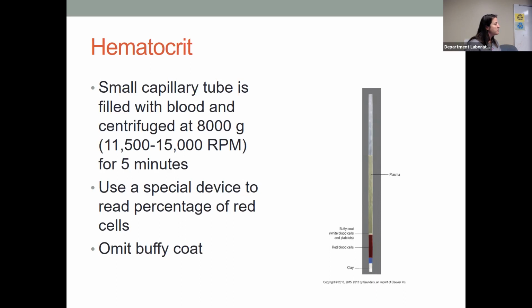And once you centrifuge these microhematocrit tubes, this is what you're going to get. Notice here's your clay. That's what stopped that blood, what blocked it in there. Here's your red cell layer, here's your buffy coat layer, and then here's your plasma. This is what it's going to look like in our microhematocrit tubes.